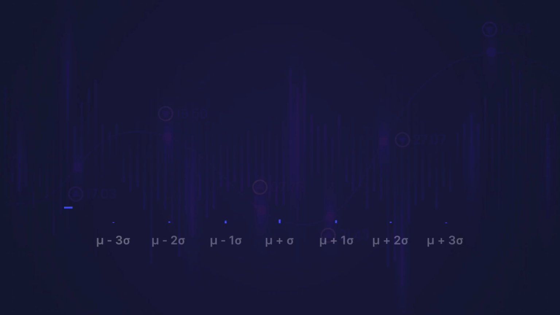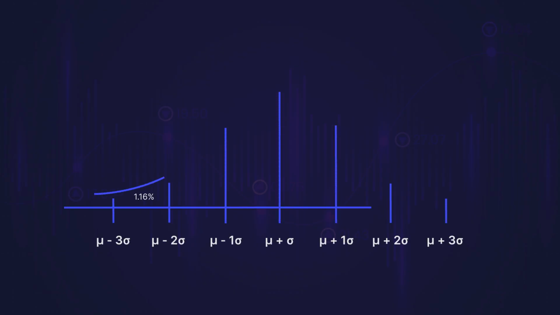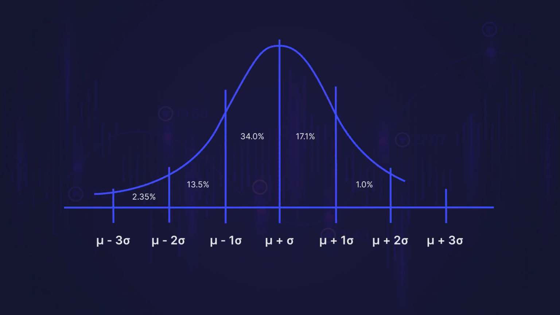First, the math. We use a z-score, which measures deviation from the average. 0 is noise, but +3 is a statistical anomaly, a rare event.